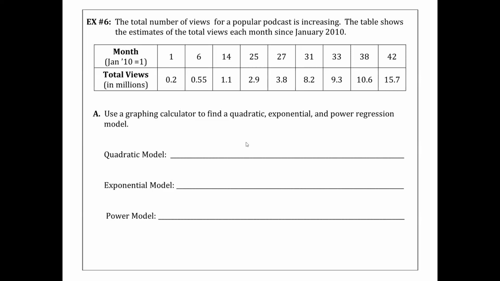All right, so this is 2B.1 Part A, example number 6. We have the total number of views for a popular podcast is increasing. The table shows the estimates of the total views each month since January 2010. We're going to determine what is the best model for this, and the way we're going to do that is by putting it in and analyzing their R-squared values. So that's our plan of action.